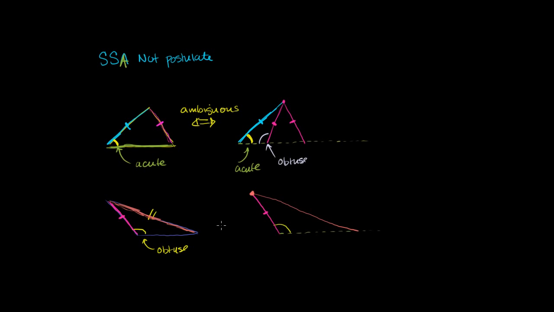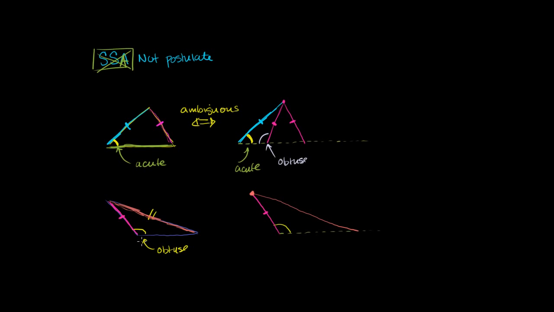So I don't want to make you say, oh, maybe SSA. In general, if SSA, you do not want to use it as a postulate. I just wanted to make it clear that there is the special case where if you know that the A in the SSA is obtuse, then it becomes a little bit less ambiguous. And then finally, there's a circumstance. So this is an acute angle where it would be ambiguous.